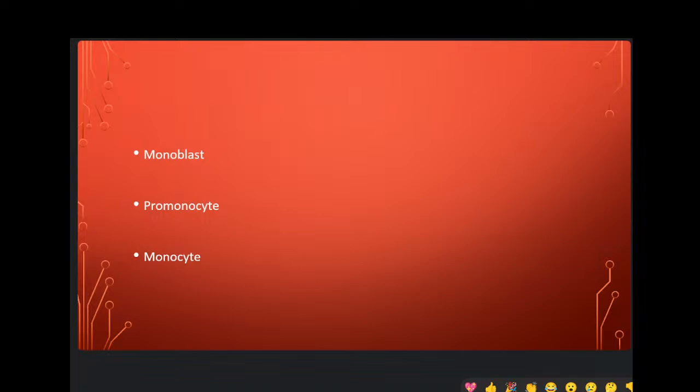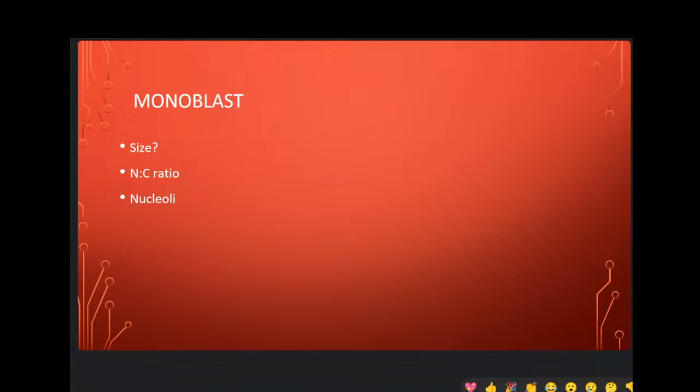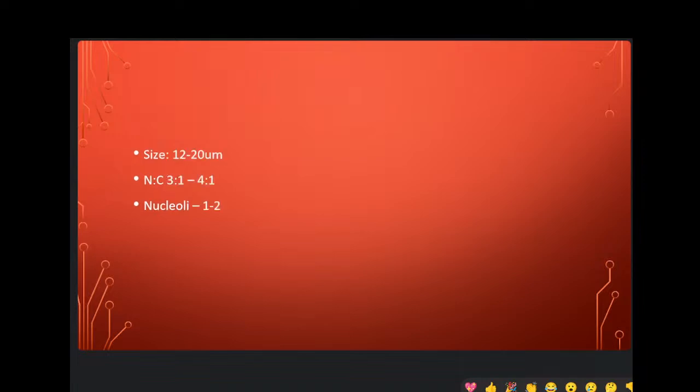Next slide, please. Let's talk about the monoblast. The size of the monoblast is 12 to 20 micrometers. Okay? The nucleus to cytoplasmic ratio is at around 3 to 4:1. Nucleoli present could be 1 to 2. Okay? Clear tayo dyan.